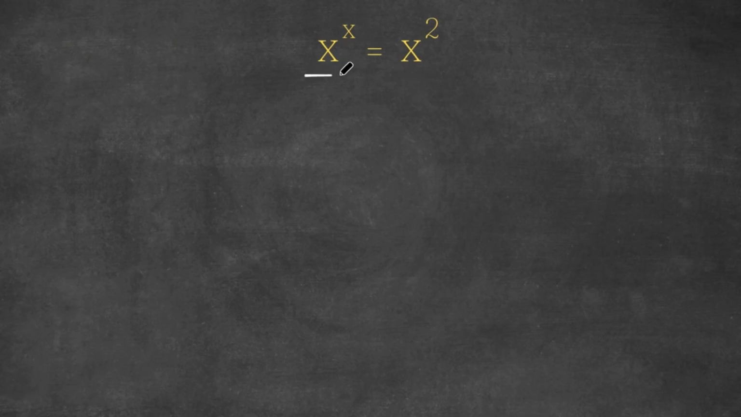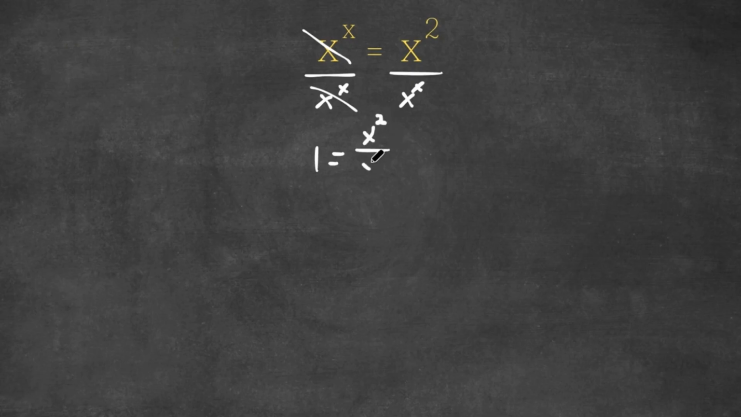So now I have x to the power of x divided by x to the power of x is equal to x squared divided by x to the power of x. Now, x to the power of x and x to the power of x, these two cancel out. So now I have 1 is equal to x squared divided by x to the power of x.